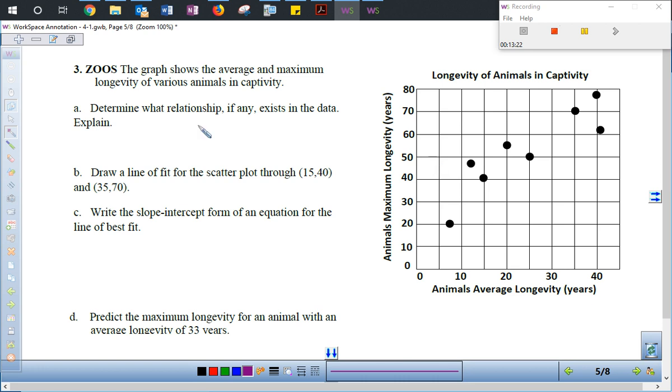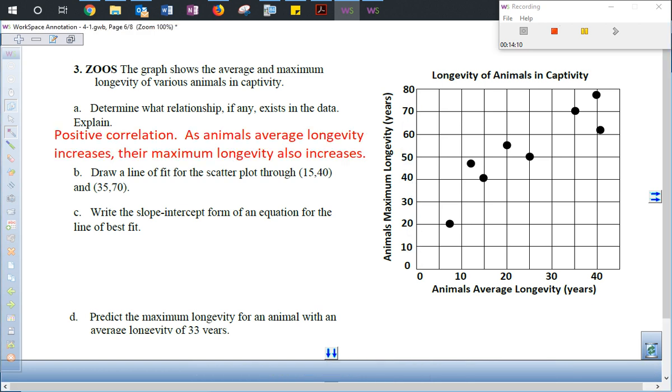Now it says determine what relationship, if any, exists in the data and explain. Again, these are all kind of going upwards together. So I'm going to say that this has a positive correlation, and as the animal's average longevity increases, the animal's maximum longevity while in captivity also increases. So I said positive correlation: as animals' average longevity increases, their maximum longevity also increases.